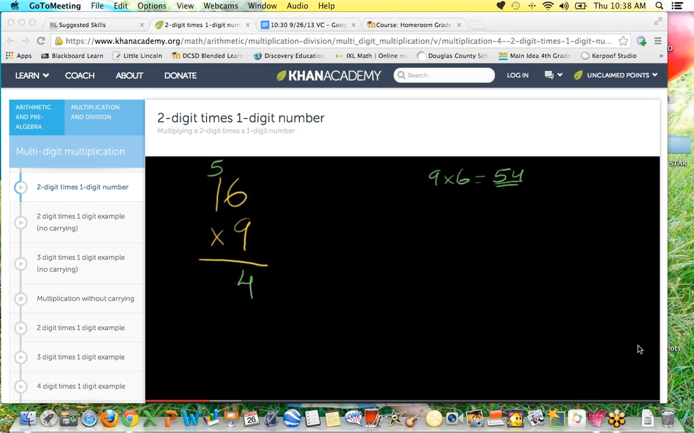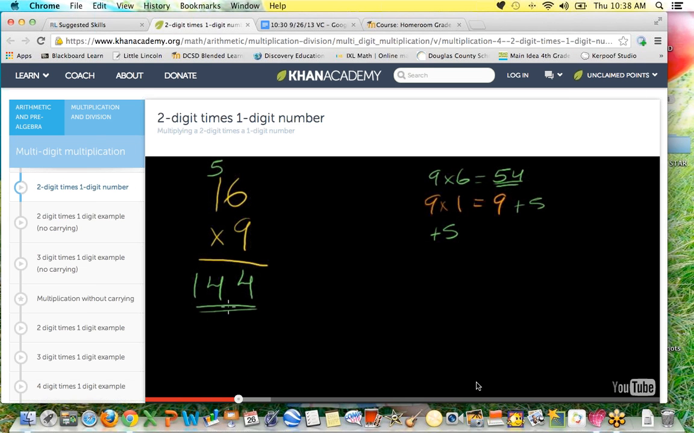Now, we multiply 9 times 1. Well, that's straightforward. 9 times 1 is equal to 9. But we have this 5 sitting up here, so we have to add that 5. So what do we get? 9 times 1 plus 5 is 9 plus 5, which is 14. Let me write it right there. And there you have it. 16 times 9 is 144.